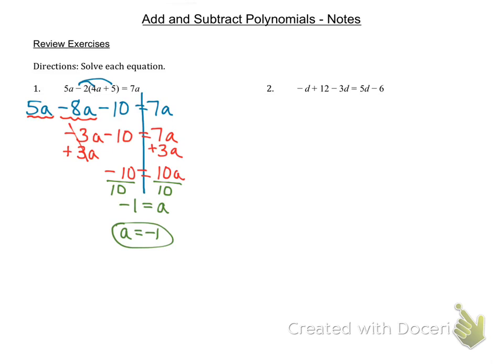Now let's take a look at number 2. So first thing I'm going to do with this equation is I'm going to combine like terms on the left side of my equal sign. So I have a -1d and a -3d, which becomes -4d, plus 12 is equal to 5d minus 6.